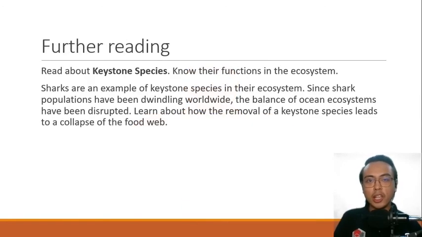For further reading, I would encourage you to read about keystone species, and I want you to know their functions in the ecosystem. A very good example of a keystone species are sharks. And since shark populations have been dwindling worldwide, the balance of ocean ecosystems has been disrupted. I want you to learn about how the removal of a keystone species leads to a collapse of the food web. Okay? And that ends our lesson.